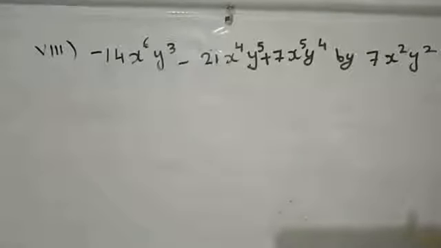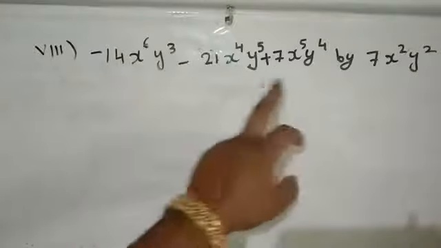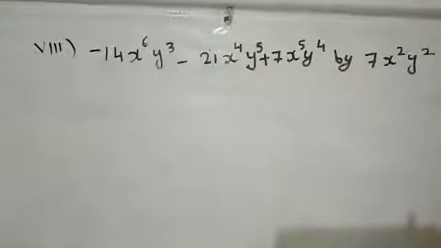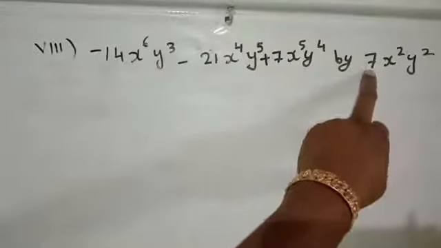Next, 8th question. Minus 14 x raised to 6 y cube minus 21 x raised to 4 y raised to 5 plus 7 x raised to 5 y raised to 4 divided by 7 x square y square. So first term, this is a polynomial with 3 terms, that is trinomial, and this is a monomial. So a trinomial or any polynomial is divided by monomial. So let us divide each and every term of this polynomial by 7x square y square.